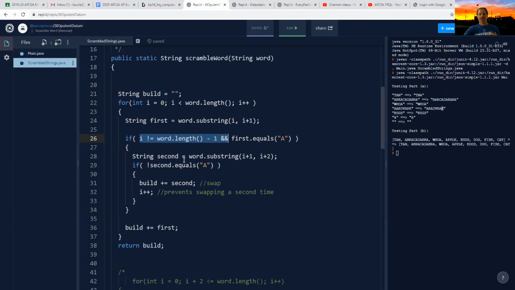So my thinking was this: if I'm at the very last letter of the string, for example, like the A in abracadabra, even though that's an A, there's no reason to consider swapping it with the next letter, because there is no next letter.